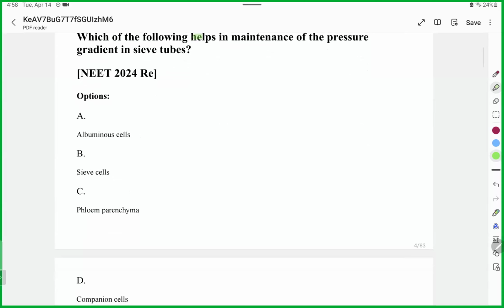Which cell helps in maintenance of pressure gradient in sieve tube? Anything that happens in the sieve tube is maintained by the companion cell. कुछ भी होता है sieve tube में तो companion ही उसको कंट्रोल करता है. Companion nucleus controls the sieve tube.